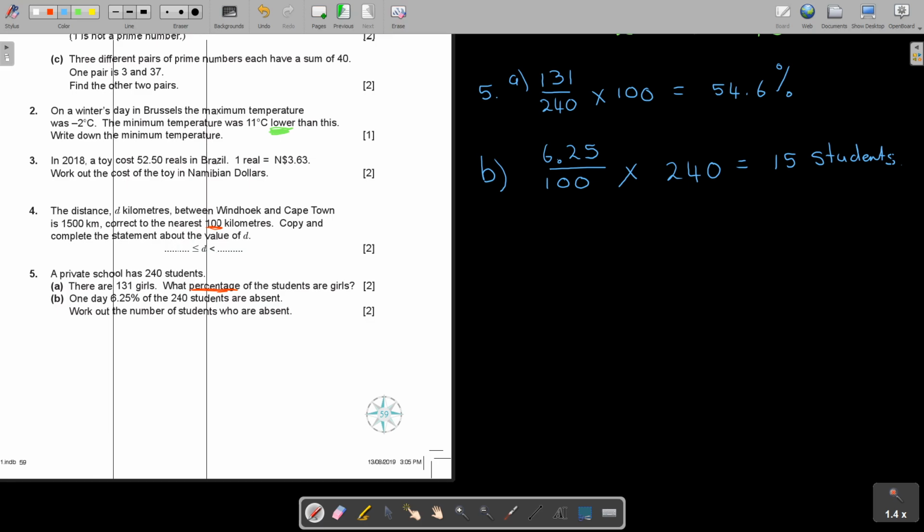Okay, and that will be the final for part 1. In part 2, we will focus on reverse percentage and the rest of the revision exercise.